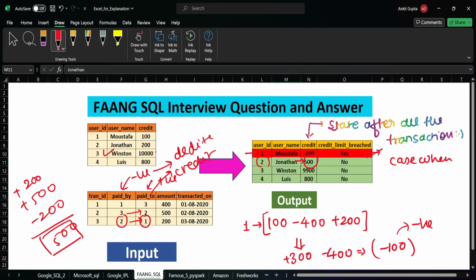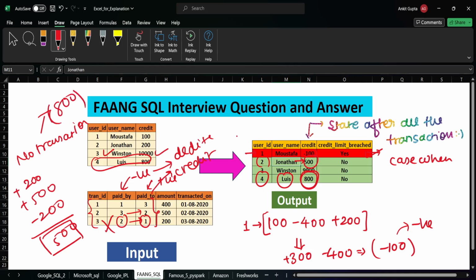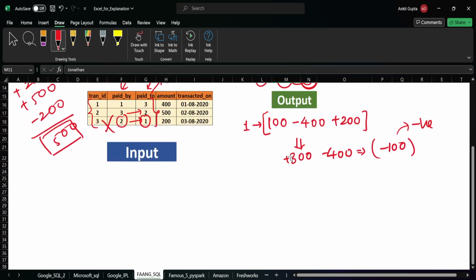Similarly, you can do the dry run for this user also. But now let's see Louis, for whom we have 800. For Louis we have an 800 balance, and in the transaction table we don't have any transaction. If we don't have any transaction, that means we should return that record as it is. So that's why we have 800 as it is over here.